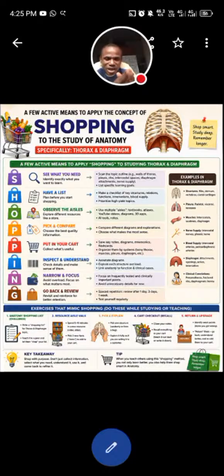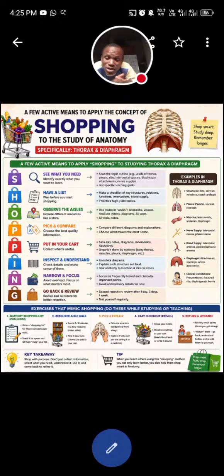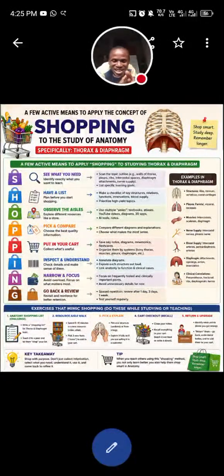Next, you observe the aisle. You watch the basic outline. You pick and compare, for example, the arteries of the thorax, the arteries of the diaphragm. You put in your cart what you want. I've picked the arteries, so I know this way of retaining what I want. So anything arteries or anything openings, things like that.